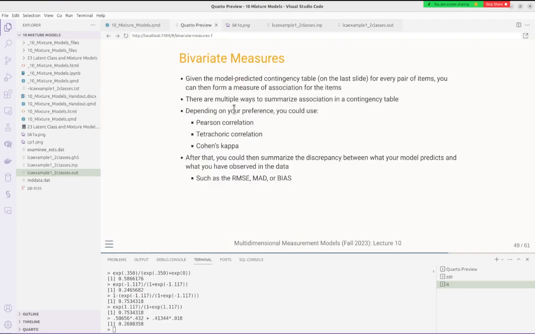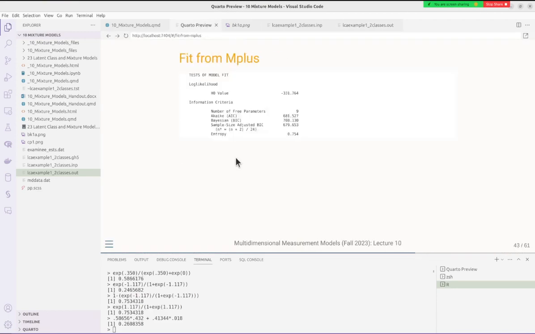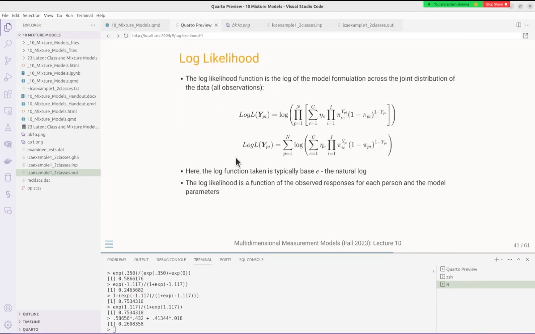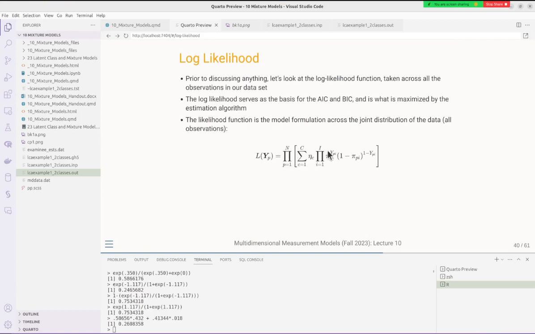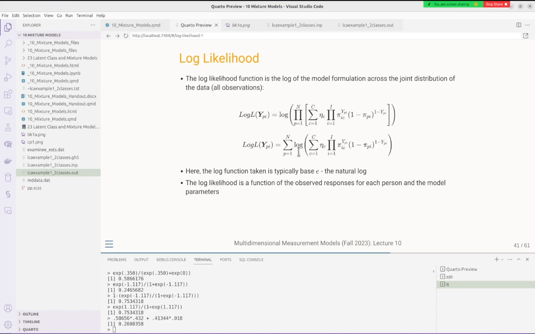Let me go back. The other thing we can look at, we can come up with information criteria. Right? So remember our likelihood value. This is our likelihood for our latent class model. I just took our single person's likelihood and took the product across our sample. That's our sample likelihood function. We can take the log of that right here.